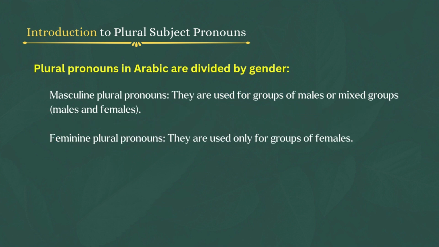Plural pronouns in Arabic are divided by gender. First, masculine plural pronouns. They are used for groups of males or mixed groups, males and females. Second, feminine plural pronouns. They are used only for groups of females.